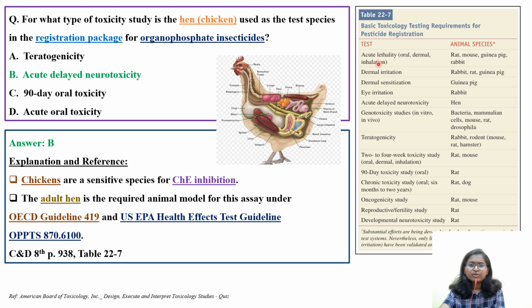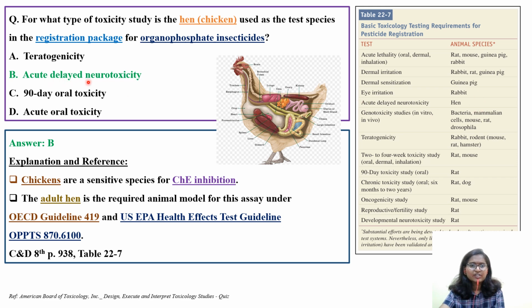If you look at the test type, if you are doing acute lethality by oral, dermal or inhalation route, the animal species recommended are rat, mice, guinea pig and rabbit. If the test is dermal irritation, the preferred species are rabbit, rat and guinea pig. And if the test is dermal sensitization, then the animal species preferred is guinea pig. Here, in the case of sensitization, the GPMT assay is there. There is no LLNA, local lymph node assay. That is a difference you can see. In the case of the eye irritation test, rabbit is the preferred species. For acute delayed neurotoxicity, hen.